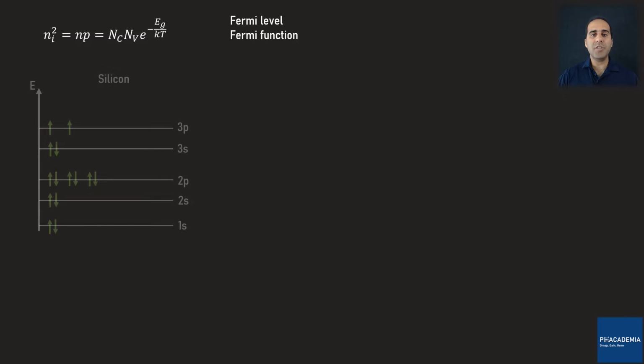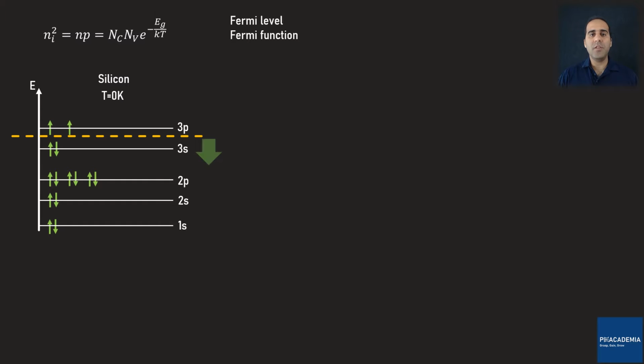Here is the energy diagram for an isolated silicon atom at absolute zero temperature. I can draw an imaginary line and say below this line all the states are occupied, and above the line the probability to find empty states is high. Of course, for an isolated atom, this is simple to say above or below the imaginary line how the states are occupied or not. However, for interacting atoms, this is not that simple.